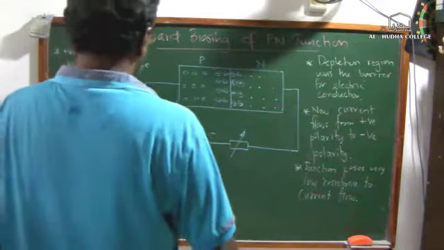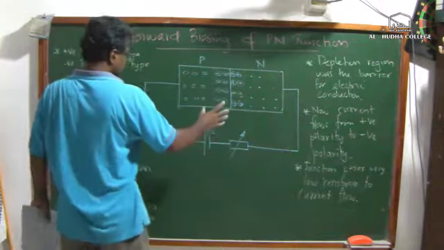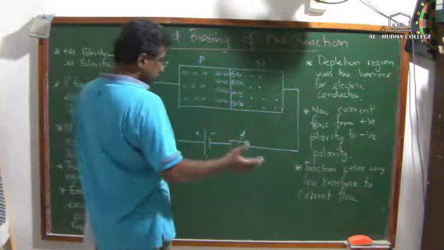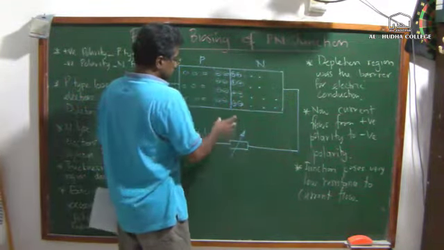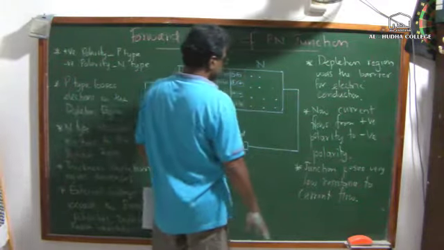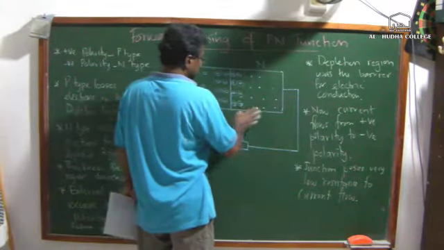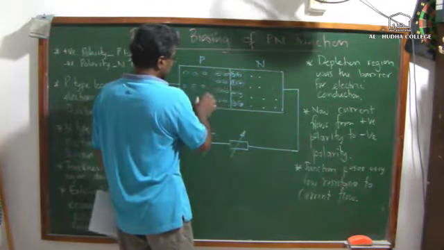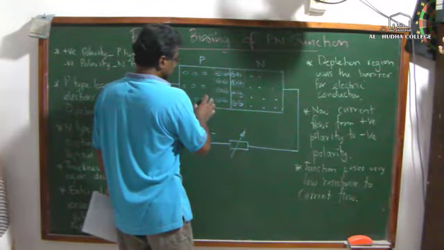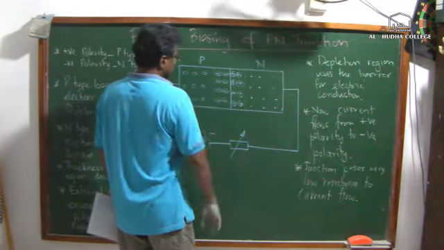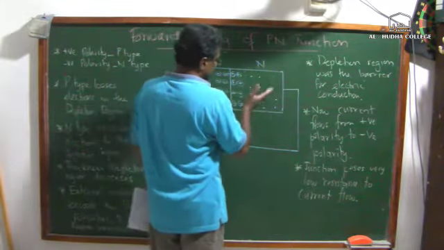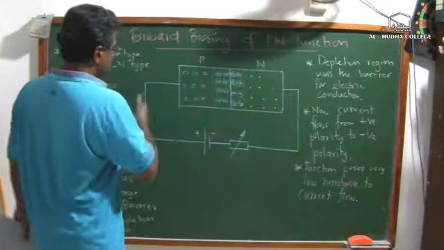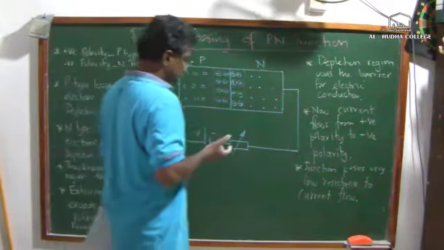So here the depletion region decreases, and when the external voltage exceeds the barrier potential, the depletion region completely vanishes. So the current will start flowing. While the current is flowing, in the P-type it is the hole that acts as a majority carrier, and in the N-type it is the electron that acts as a majority carrier. So the current will continuously flow.